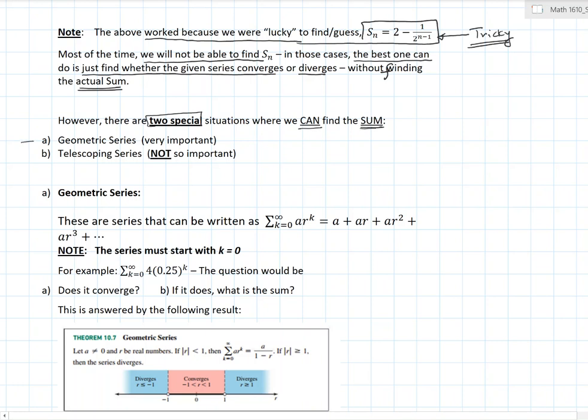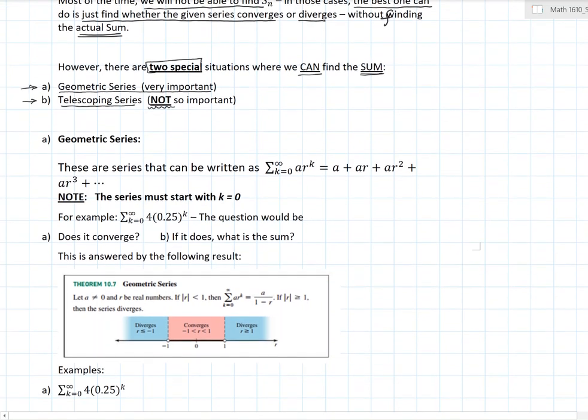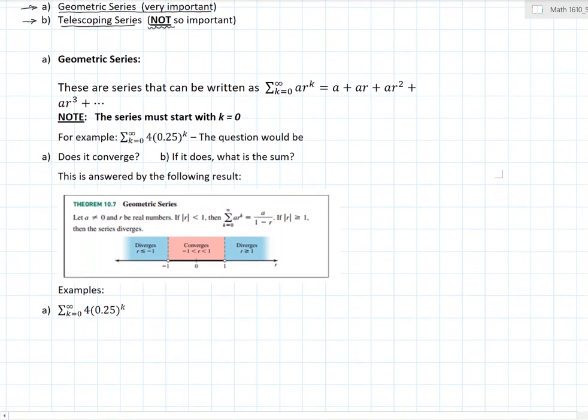So the first one is called the geometric series, and these are very important. And the second kind of series are called telescoping series, and these are not so important, but we will cover them. So geometric series are obviously far more important. So what are they? So these are the series that can be written as follows.